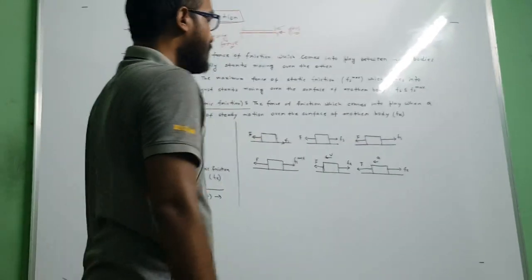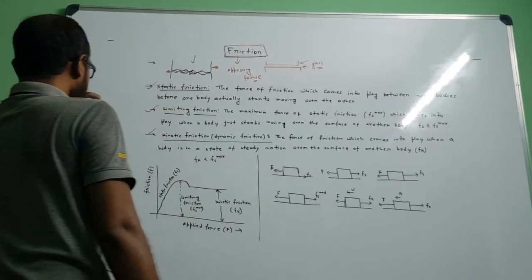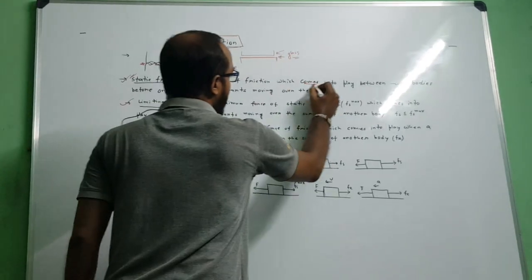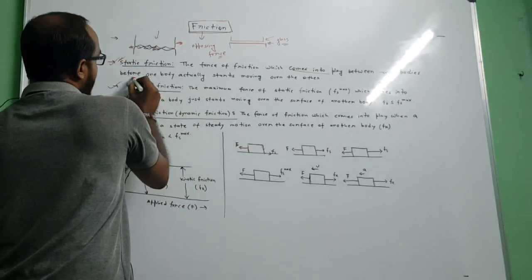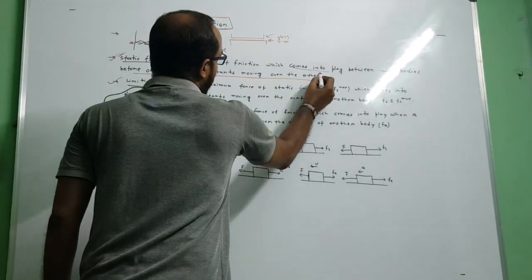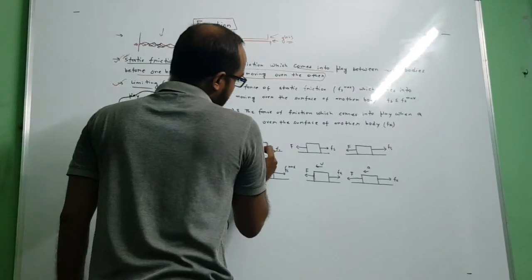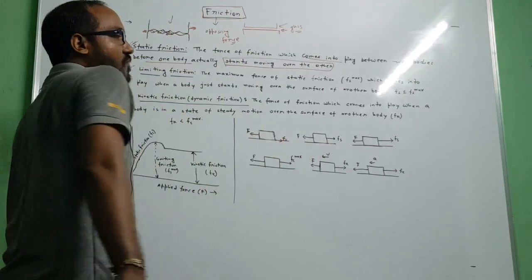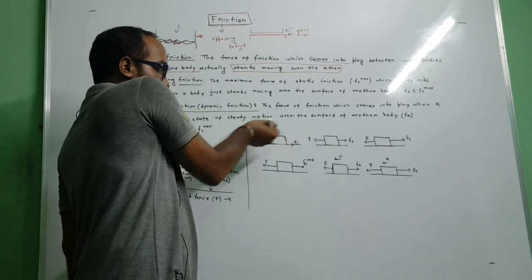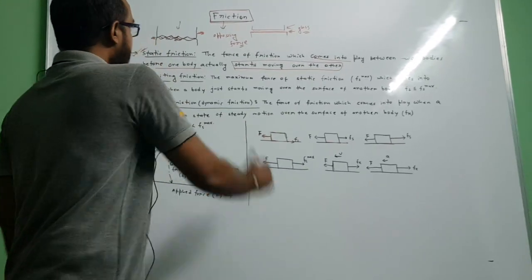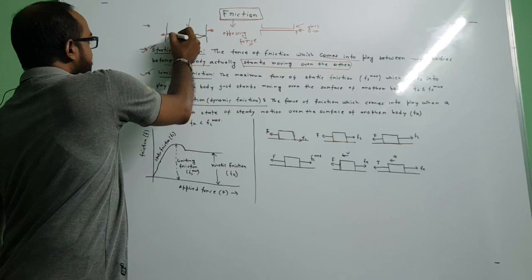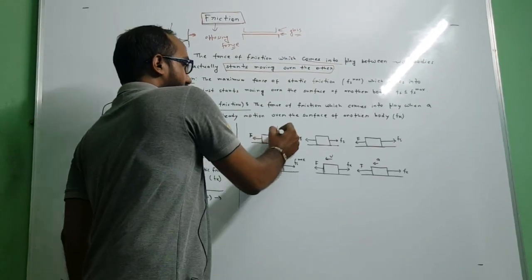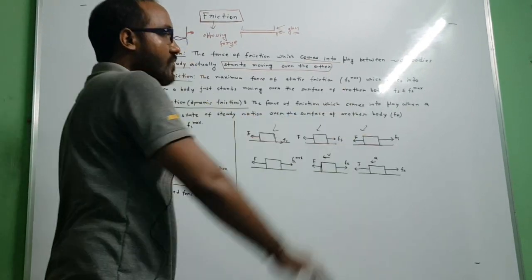So what is the difference between these 6 diagrams? Let us see. Our first definition is static friction: the force of friction which comes into play between two bodies before one body actually starts moving over the other. If you look closely at these three diagrams, the object actually didn't move. We are trying to move it by applying an external force F, but this curvy structure is still able to overcome our applied force, and as a result these bodies do not move.